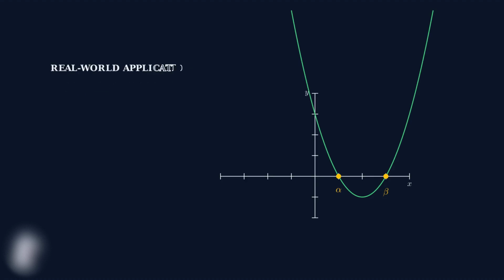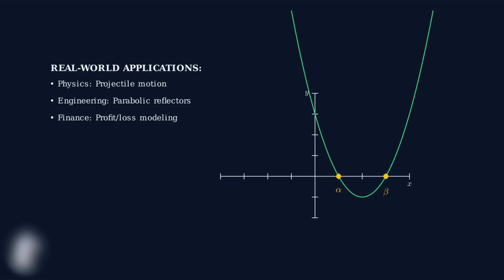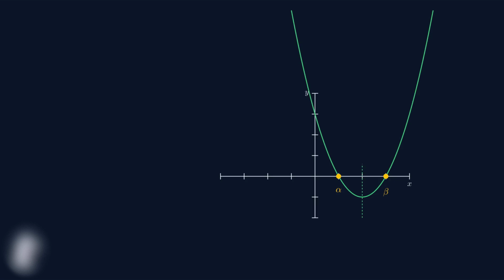But why should we care about roots? They appear everywhere in real applications. In physics, roots help us find when a projectile hits the ground. In engineering, they're crucial for designing parabolic reflectors. Here's the key insight. The sum of these roots gives us valuable information about the parabola's symmetry and position. This relationship will unlock powerful shortcuts for solving quadratic problems.